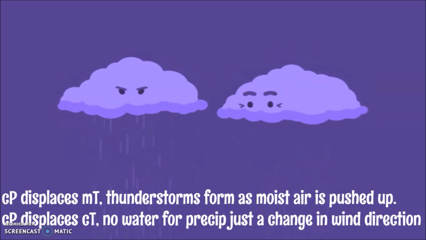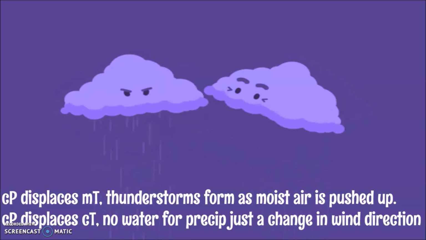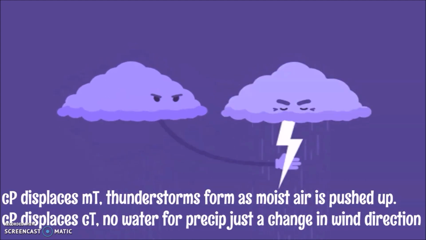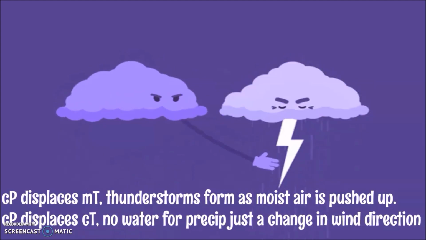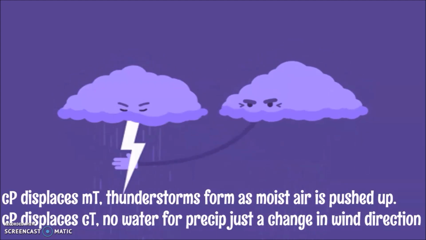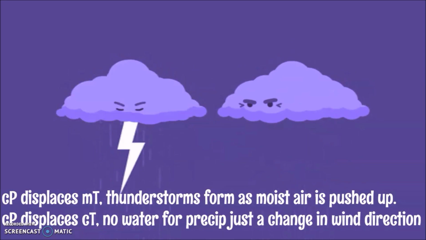When dry cold air displaces wet warm air, thunderstorms will form because the moisture in the air is pushed up and forced to condense. When dry cold air displaces dry warm air, there's no water in the air for precipitation to occur, and the only thing that will happen is a change in wind direction.